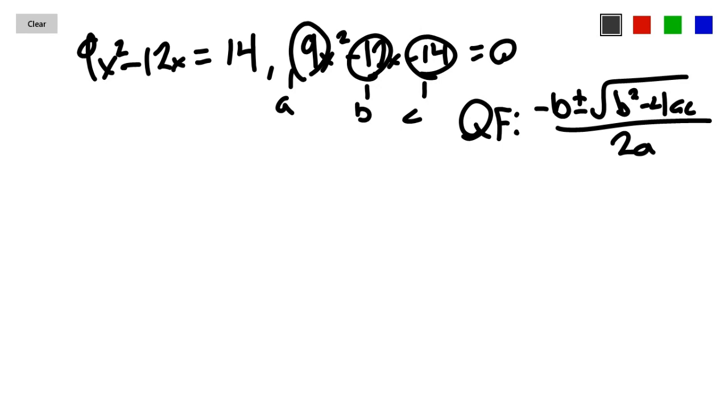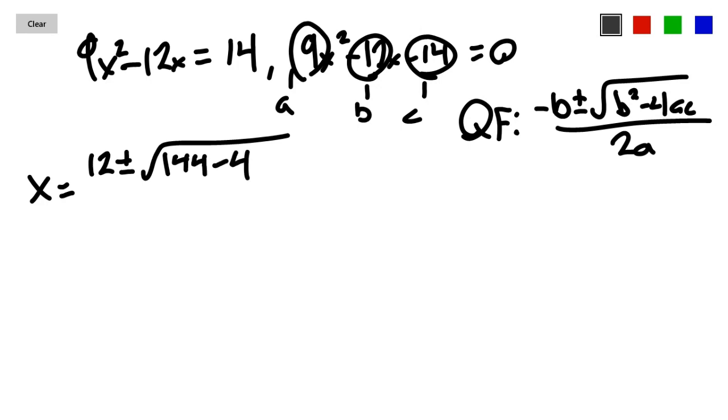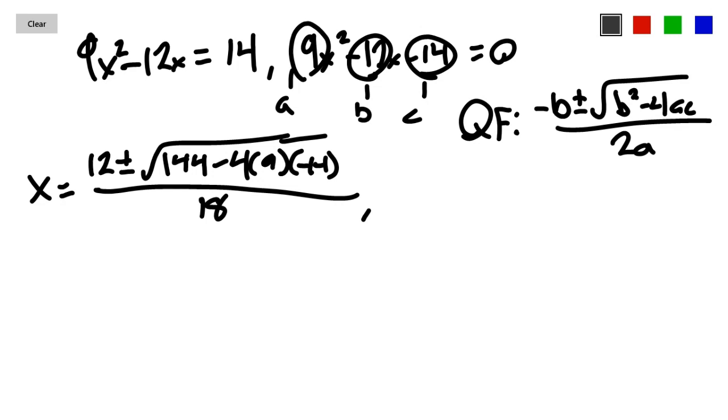So I've got x is equal to negative b, so this would be positive 12, plus or minus the square root of b squared, which is 144, minus 4ac, so 4 times 9 times negative 14. Make sure you leave all of the signs in place because it's very important. Times 2a, so 2 times 9, which is over 18. And so when I crunch the numbers for this, I get x is equal to 12 plus or minus 9 times the square root of 8 divided by 18.